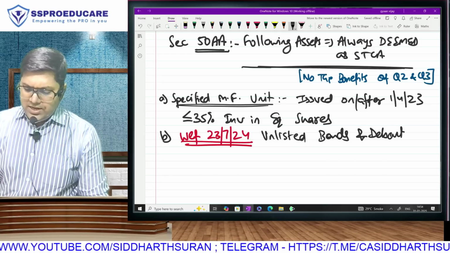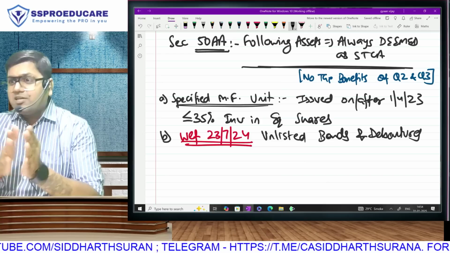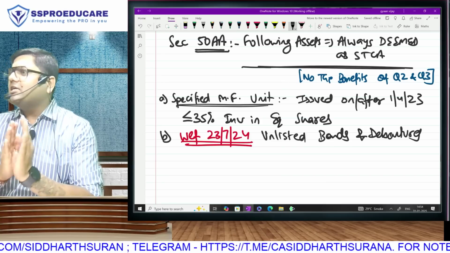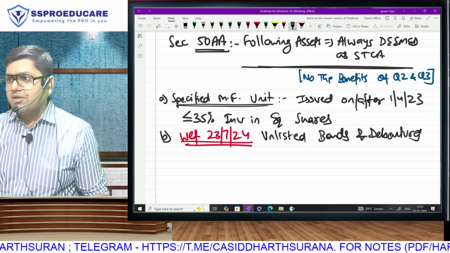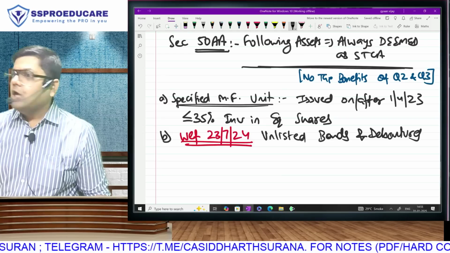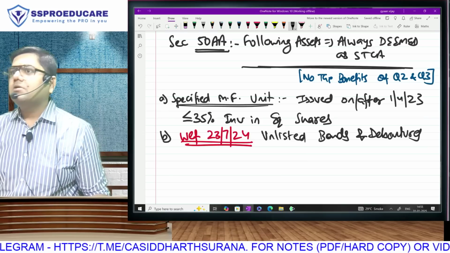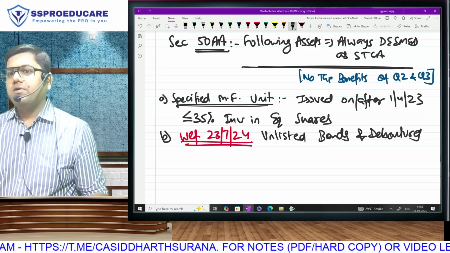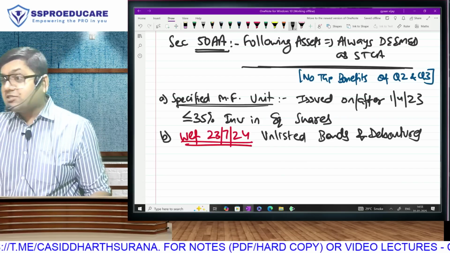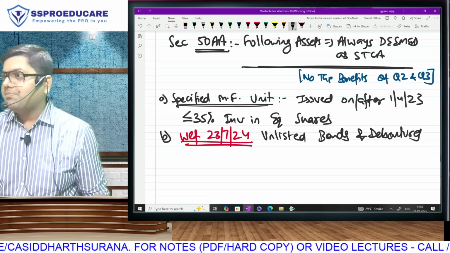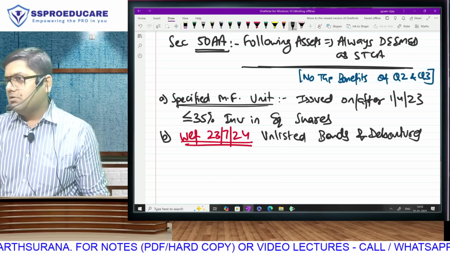As far as listed bonds and debentures are concerned, they still have some risk because of the trading that is taking place. But when we talk about unlisted bonds and debentures, use your common sense. Common sense is the biggest law. Unlisted bonds and debentures are not traded on stock exchange, plus fixed interest, fixed redemption, there is absolutely no risk. No need for tax benefits on such assets. Listed still has some risk because of the trading that is happening. Unlisted has no risk. So listed will become long term after 12 months.